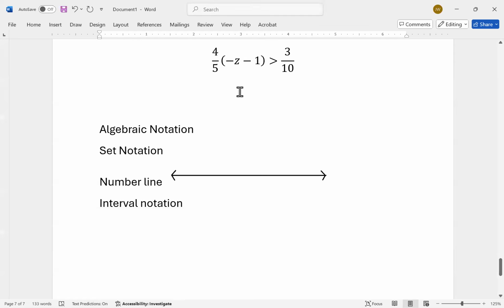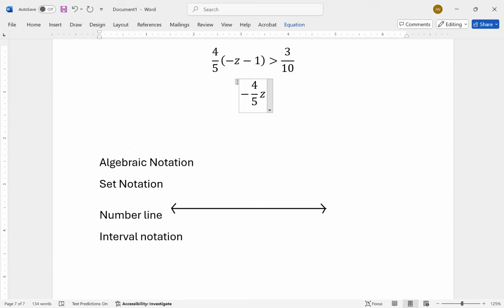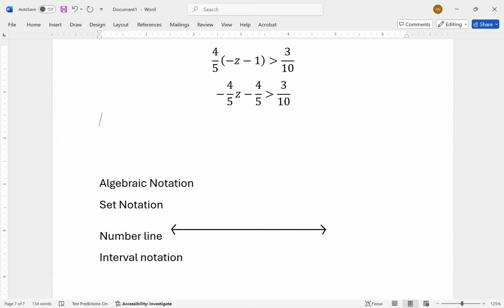Now on the next inequality, what we would do, well, you can do this multiple ways, but before I get the common denominator, what I would do is I'd probably multiply that 4/5 inside the parentheses to begin with. That would give us negative 4/5 times z minus 4/5 is greater than 3 over 10. And then we'd multiply by a common denominator.